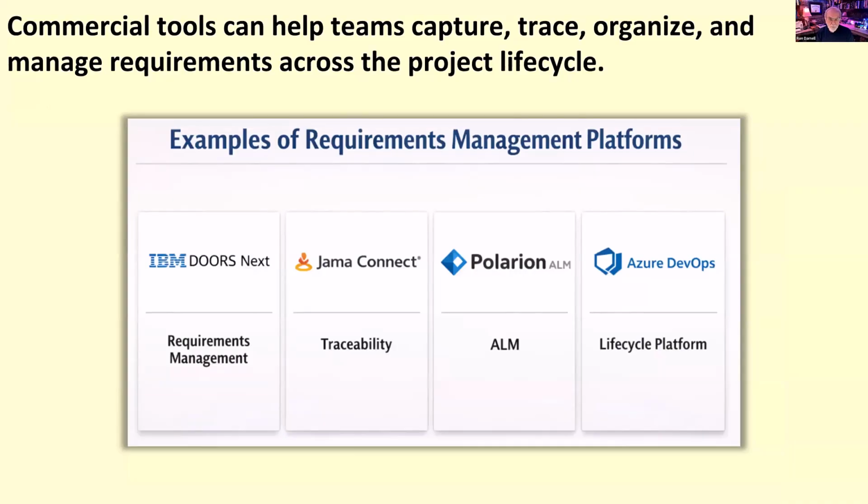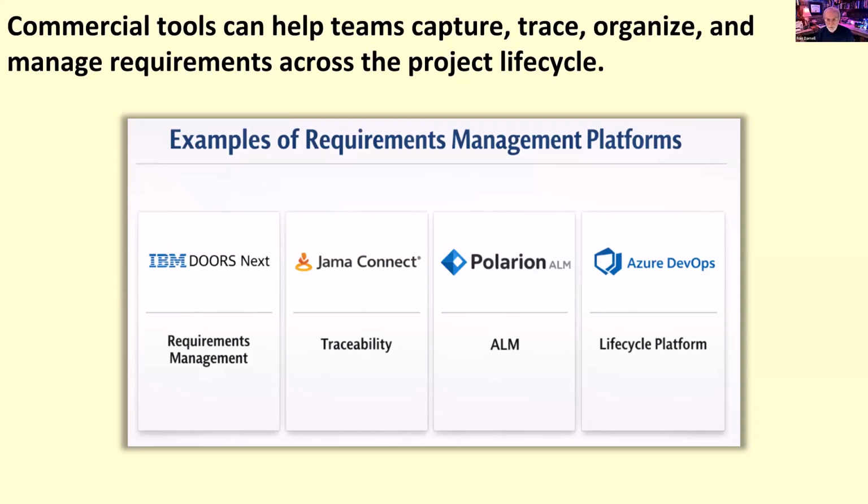Some examples of requirements management platforms. Commercial tools can help teams capture, trace, organize, and manage requirements across the lifecycle. There are some examples here on the screen. They're commercially available platforms used to support requirements management or broader lifecycle management. Some, such as DOORS Next, Jama Connect, and Polarion ALM, are more directly associated with formal requirements and traceability. Others, such as Azure DevOps, are broader lifecycle platforms that can still support requirements tracking in connection to planning and the delivery of the work.